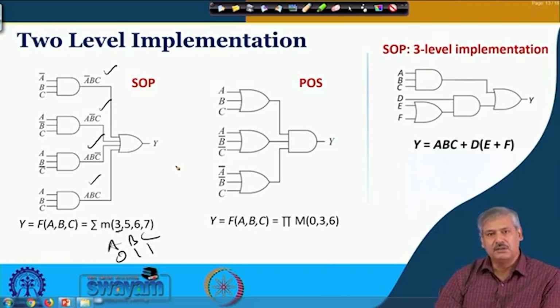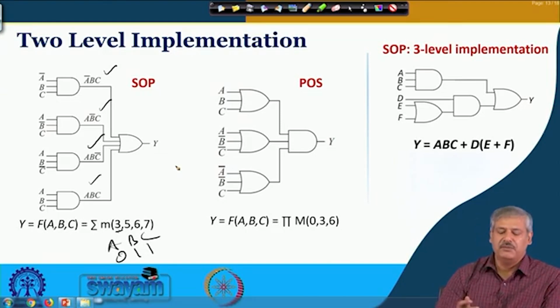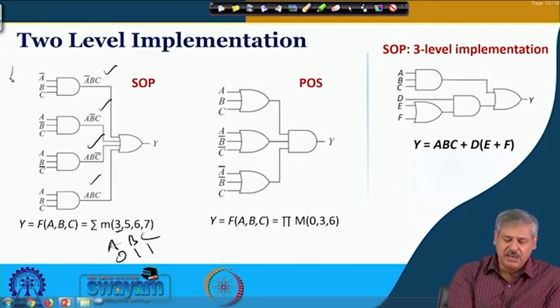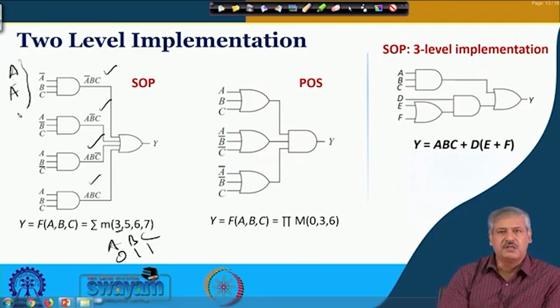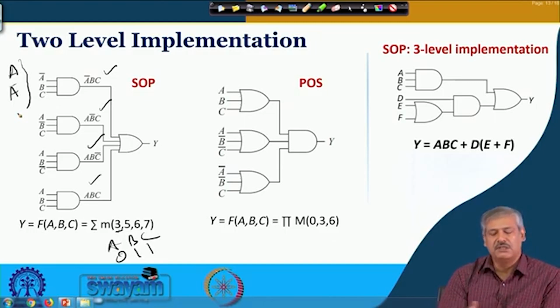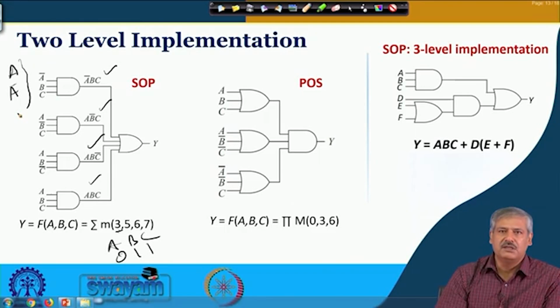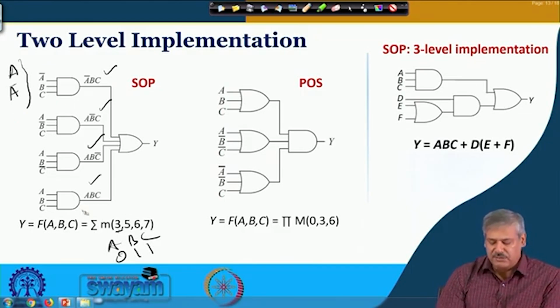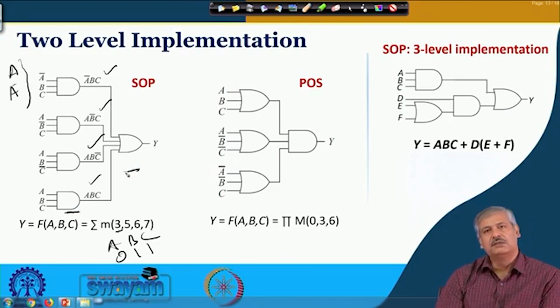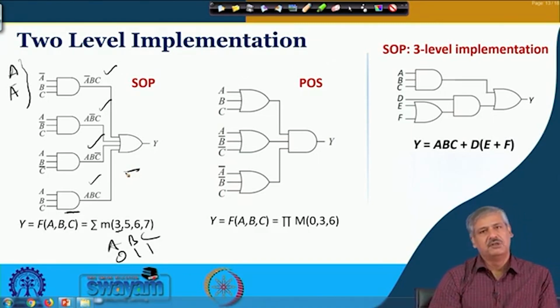This is called two level, assuming that the variables are available both in complemented and uncomplemented form. So, both A and A bar are available at the input side. Otherwise, if only A is available, to get A bar you need another NOT gate. So, in that sense one may think that it will increase another level. But the assumption here is that both A and A bar are available simultaneously at the input side, and these are the two levels, one AND bank followed by an OR gate, which is required for this two level implementation of the canonical form of SOP.